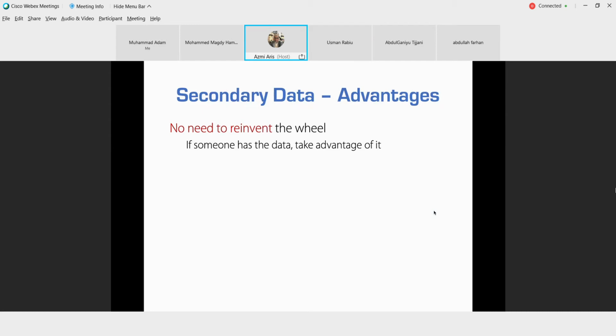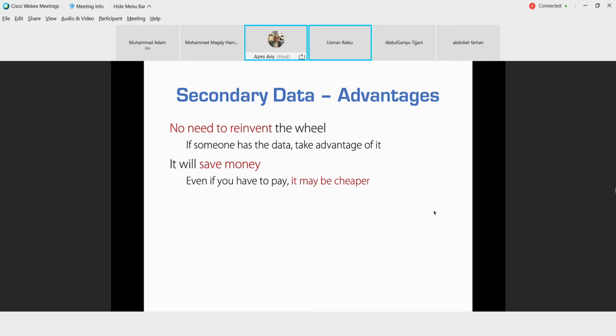So if you do not have any money to collect the data, then you may have to rely on the secondary data. In this case, you can take advantage of the secondary data that has been collected by other researchers. Of course, you have to acknowledge them. You cannot take secondary data and say that that is your primary data. That is very unethical and very wrong.